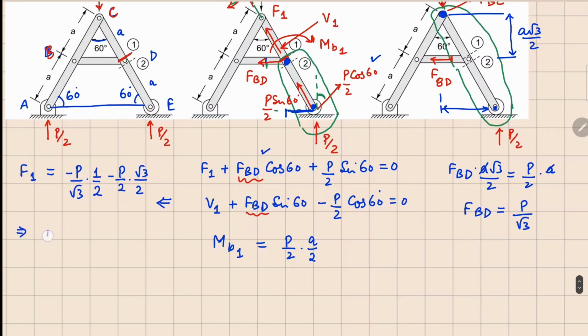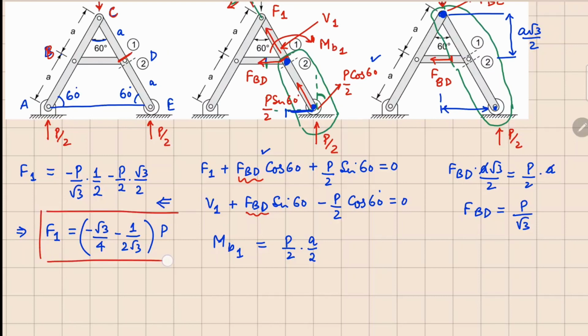From here we can find the value of F1, which is minus square root 3 by 4 coming from the second term, and minus 1 over 2 square root 3 coming from the first term, times P. So that's the value of your axial force that we have.